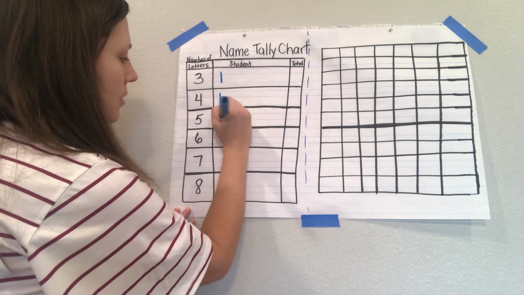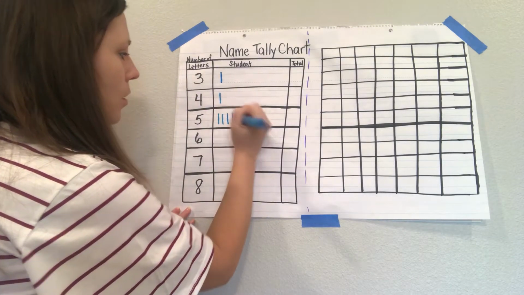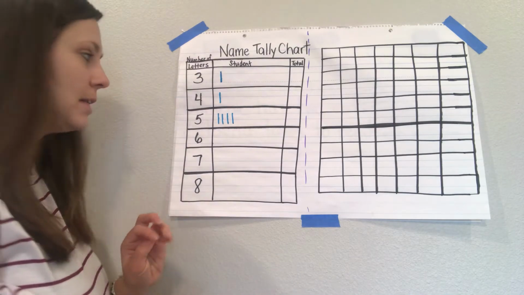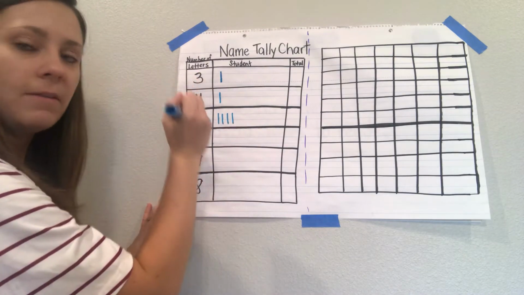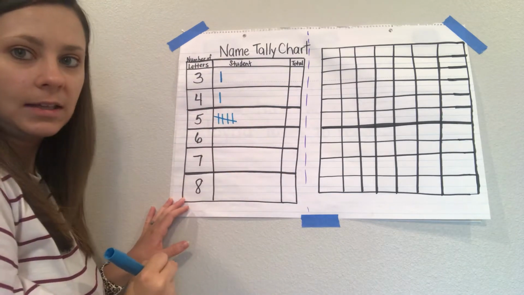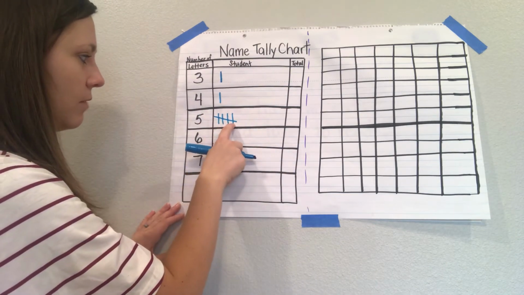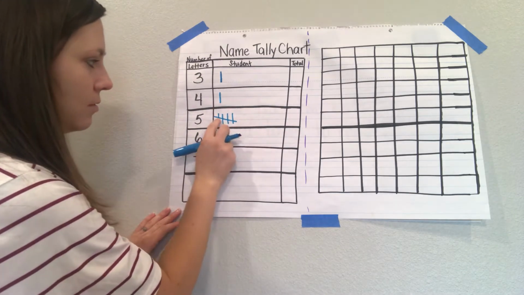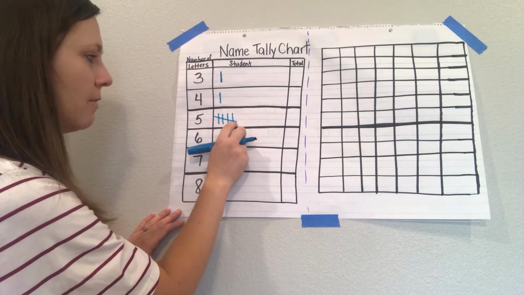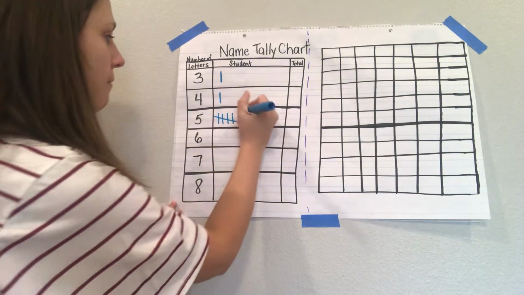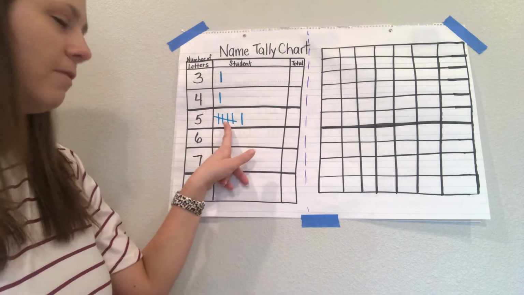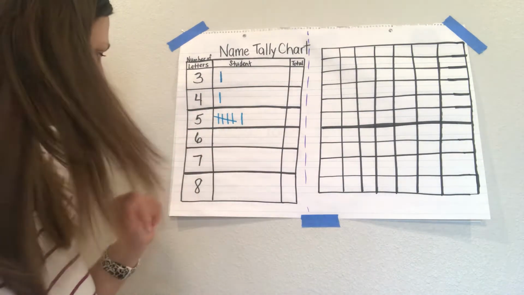1, 2, 3, 4. I don't know if you remember from kindergarten, but when you get to 5, when you're making tally marks, every time you make a set of 5, you have to close the gate. Just like that. So 1, 2, 3, 4, 5. 5 counts as the slanted one. 1, 2, 3, 4, 5. And I said there were 6 people that have 5 letters. So there's 6 tally marks. A group of 5 plus 1 more is 6.